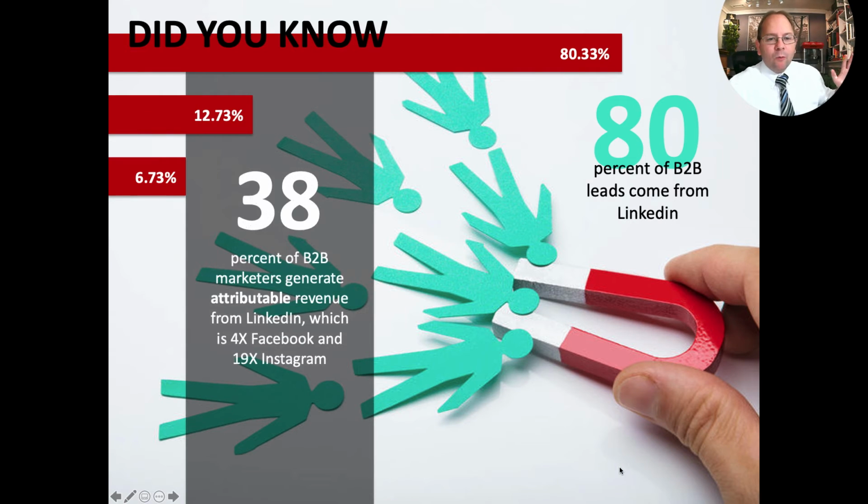So when you ask where to invest your time, one element I look at when I'm driving people from LinkedIn to my website as a lead is how easily those individuals convert to a sale. Now, 38% of all B2B marketers generate attributable revenue from LinkedIn, which is 4 times more than Facebook and 19 times more than Instagram. Here's what that means: if I drive a lead from LinkedIn to my website, I'm more likely to generate an attributable sale from that lead than I would from Facebook or Instagram.